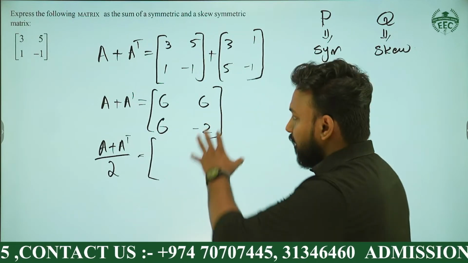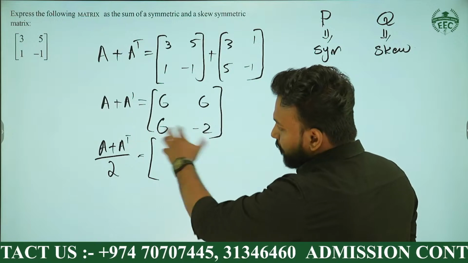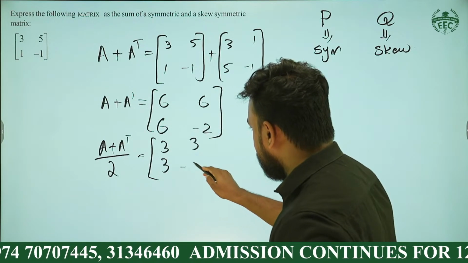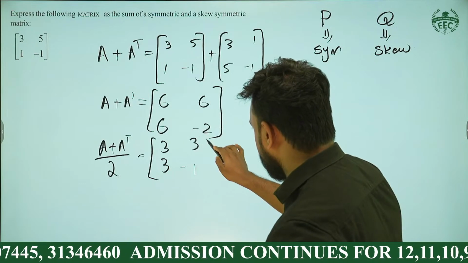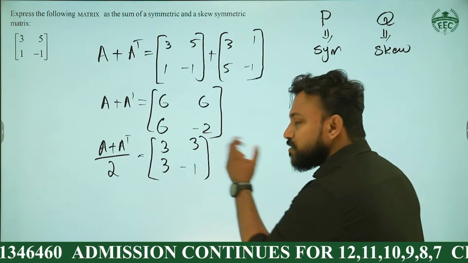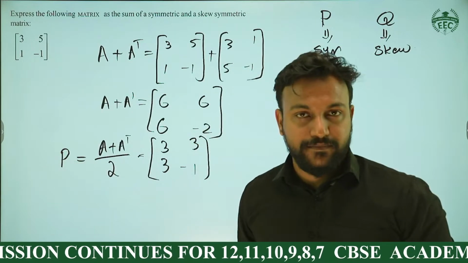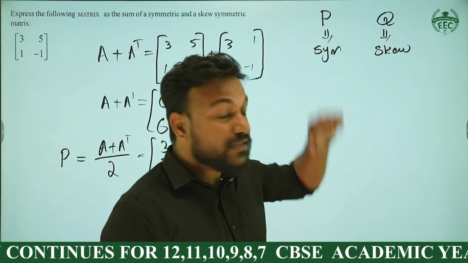What happens then? I want to find the half of all these elements. That is 3, that is 3, that is 3, that is minus 1. So I call this matrix P because it's a symmetric matrix. P is our symmetric matrix.